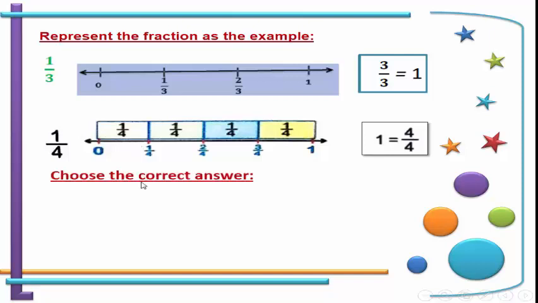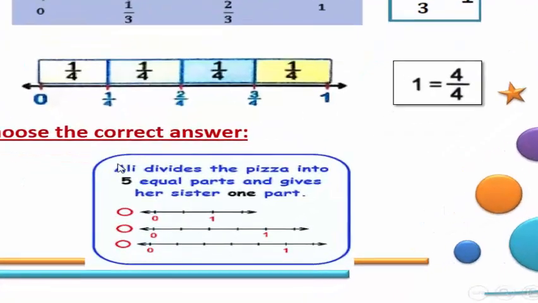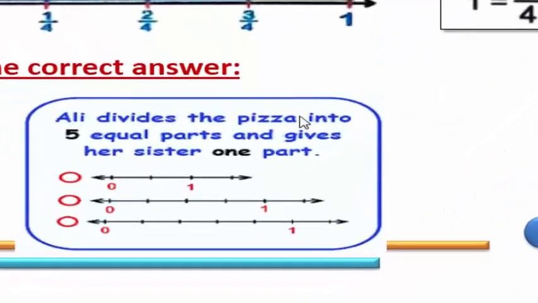Choose the correct answer. Ali divides the pizza into 5 equal parts and gives her sister 1 part. So Ali divides the pizza into 5 equal parts. Let's see. Here, after 0, 1, 2 equal parts. We want 5, so we will not choose this.